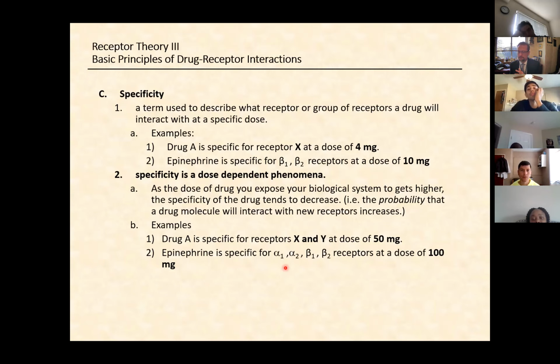If you give a drug at any particular dose, and there's a huge long list of receptors that drug will interact with, is it very specific? No. If you give a drug at a certain dose and there are only 2 types of receptors that it might interact with, is that drug more specific? Absolutely. Okay. You see what we're saying here?